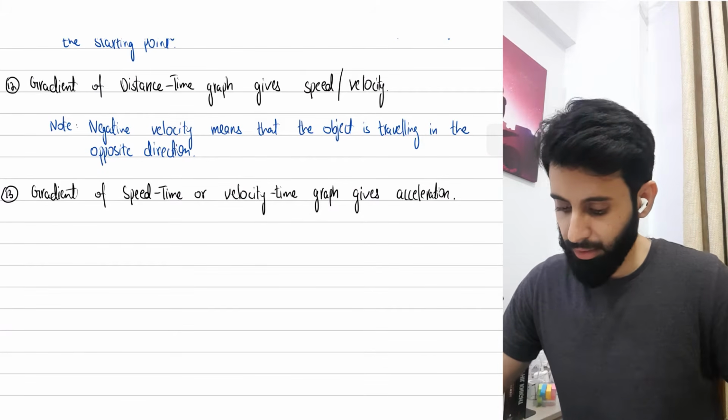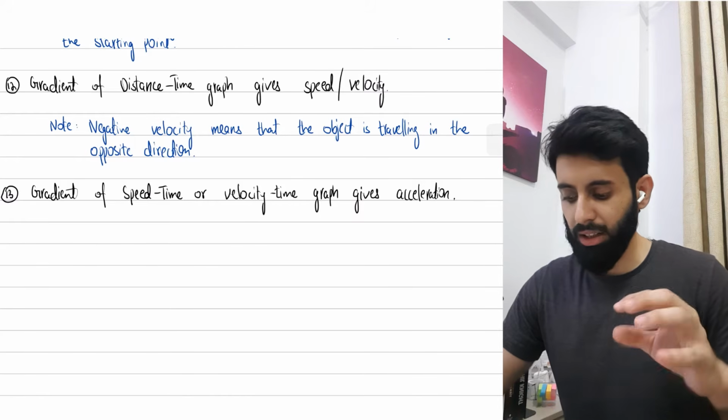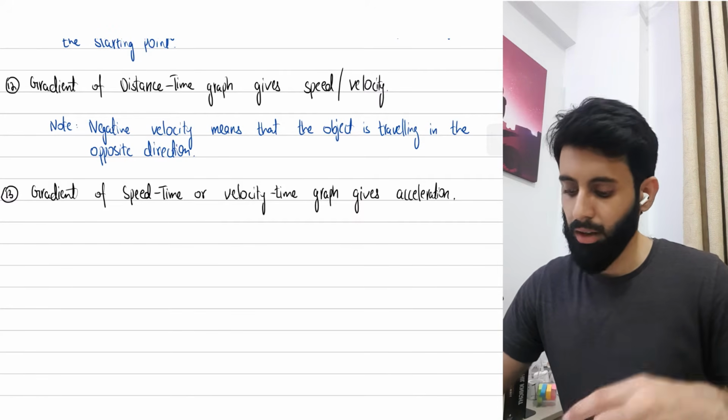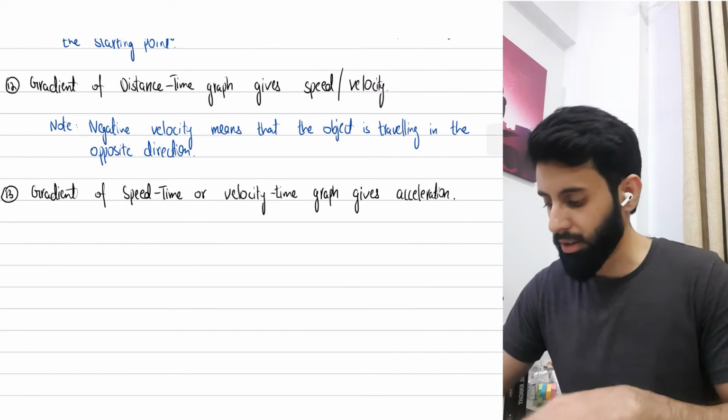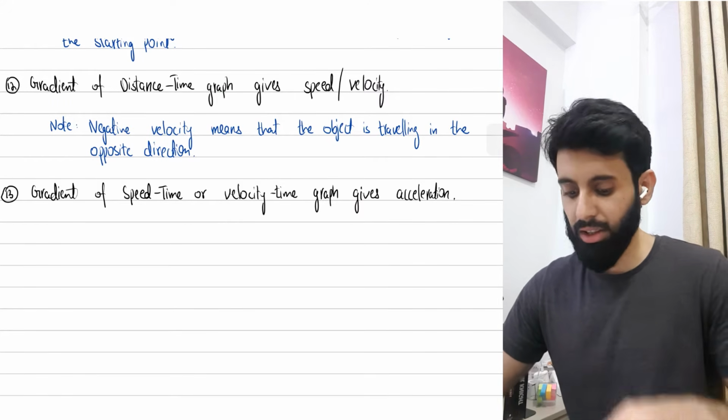Gradient of speed time graph gives acceleration, and one thing I should mention is that negative gradient of a speed time graph basically represents deceleration. That means that the object is slowing down. So I'll write that before uploading and sharing this document with you guys.